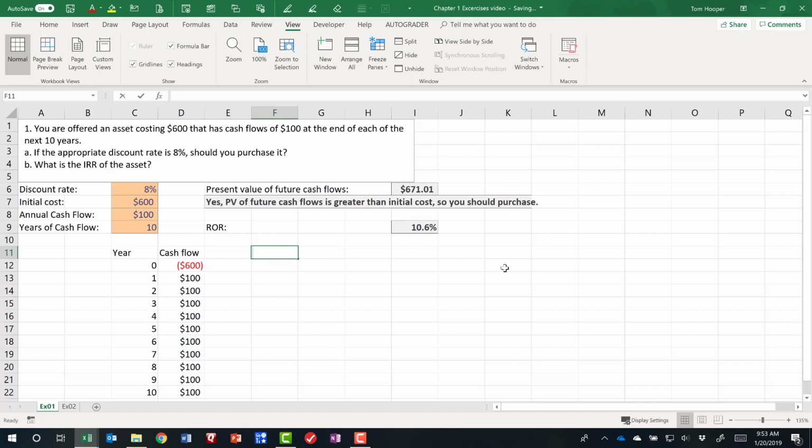Then we could use the NPV function with our discount rate and our series of cash flows. Oops. Series of cash flows. We don't want that $600 to be discounted because it occurs at time zero. So we'll grab the PVs of the future cash flows, which incidentally should match the 671. And then we'll add in the negative cash flow at the beginning. We have to pull it out of the NPV because we don't want it discounted.